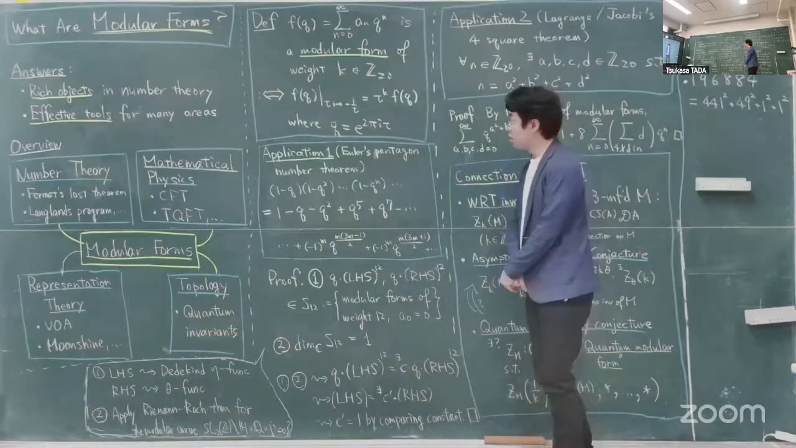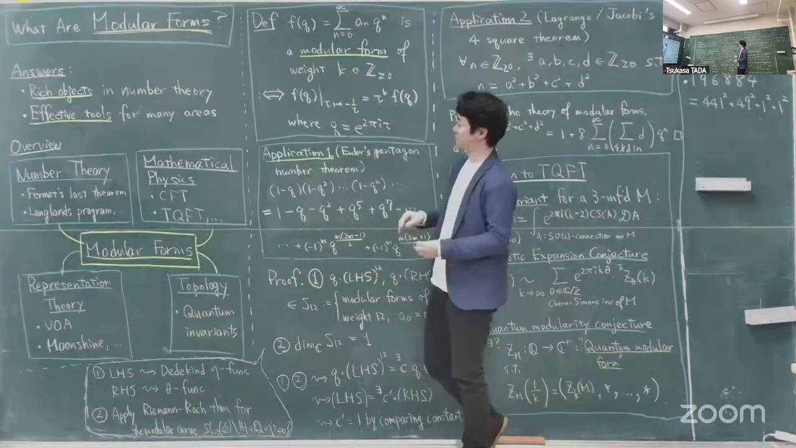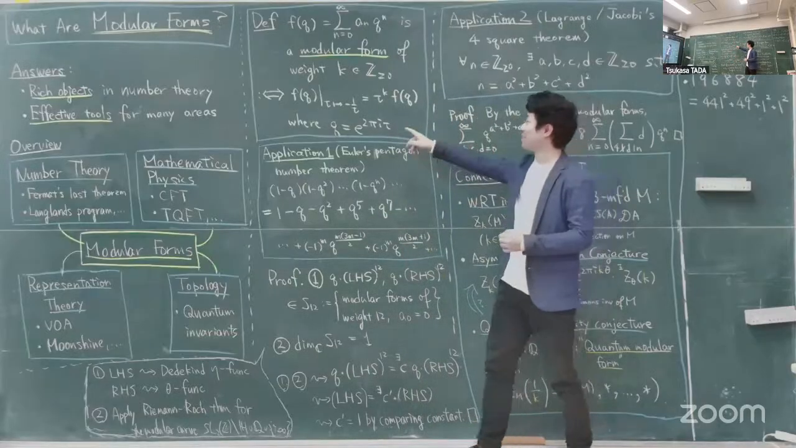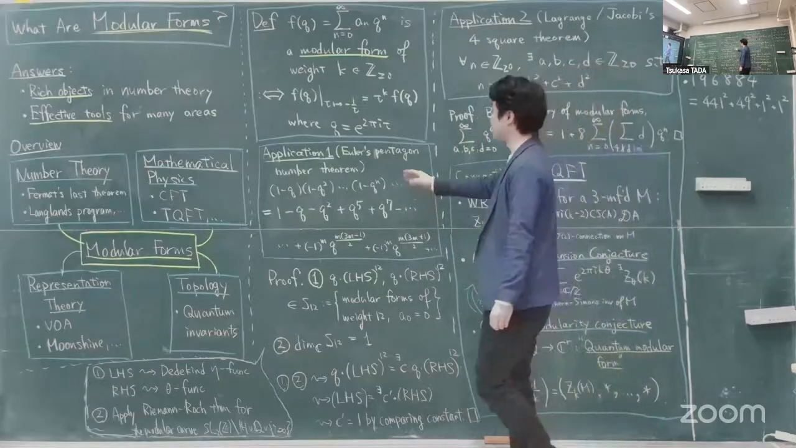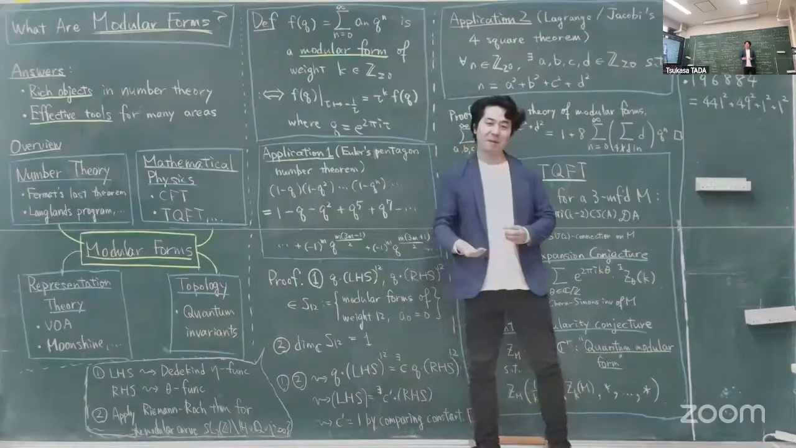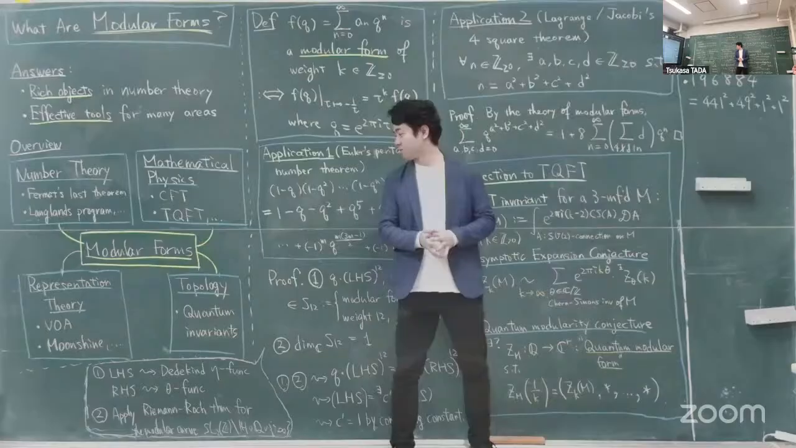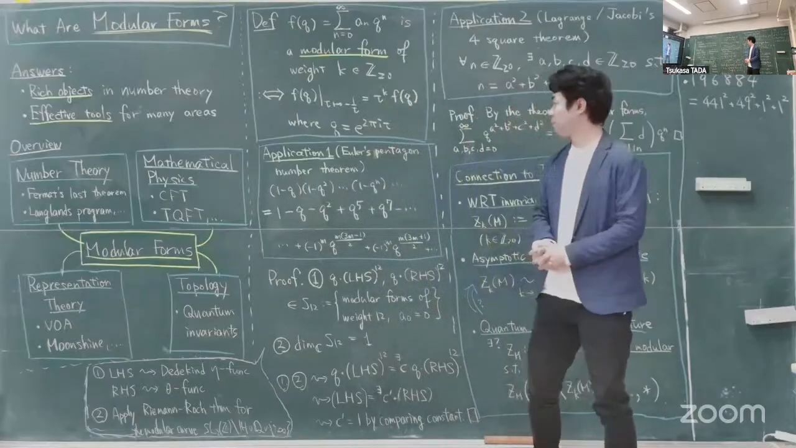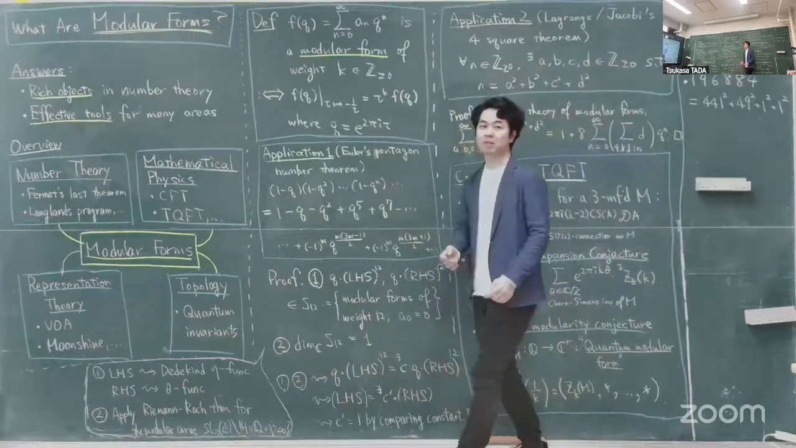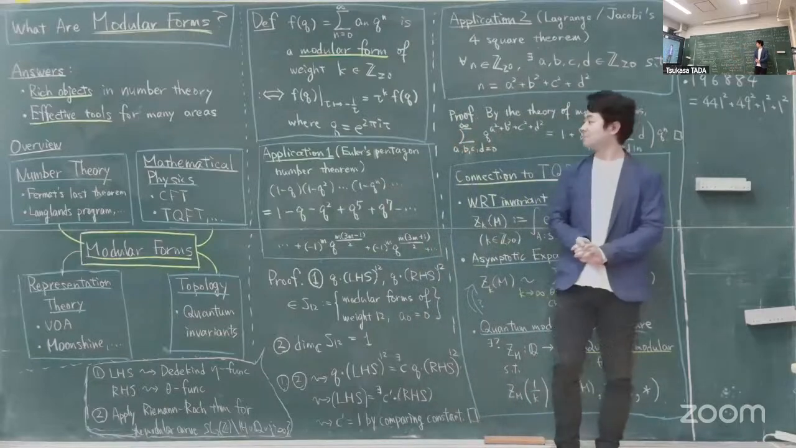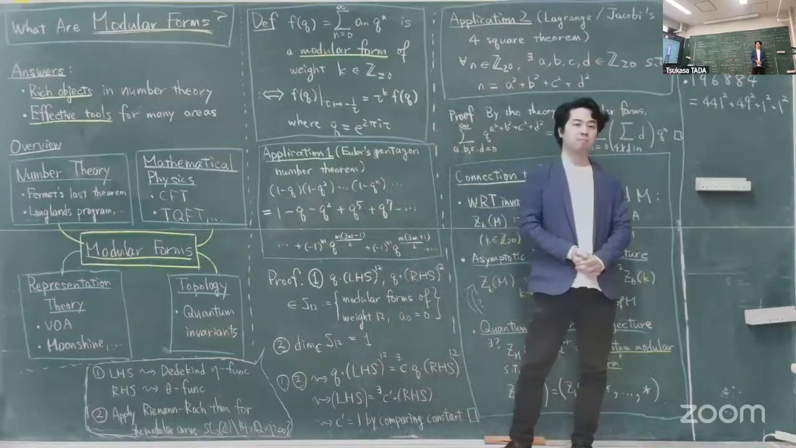But we cannot understand why modular forms are so important from this definition. But mysteriously, these modular forms have many applications to number theory, mathematical physics, representation theory, and topology. Okay. So today I'll introduce two applications in elementary number theory. The first one is Euler's pentagonal number theorem.